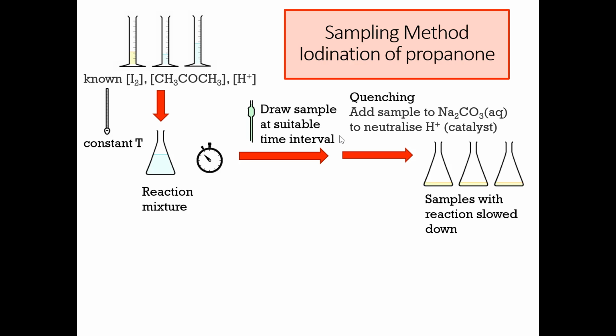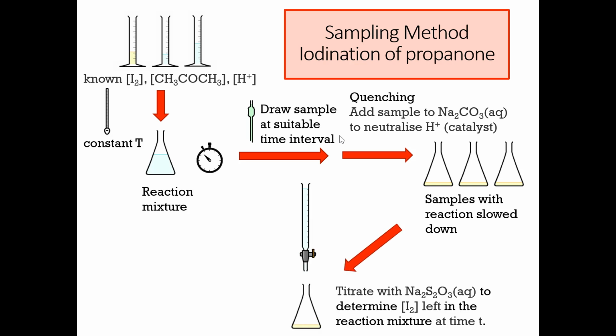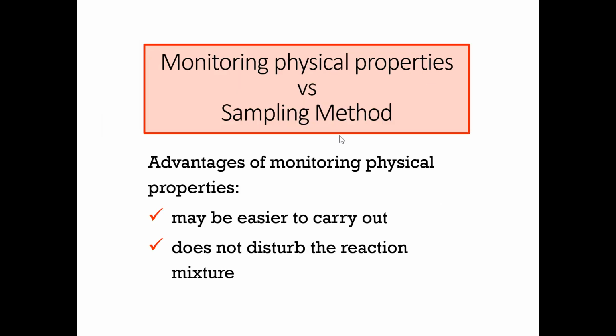And then all the samples taken at different time, of course, we need to carefully label them. If I'm not able to do the titration within the time interval gap, then we will have to perform the titration very carefully to find out the concentration of I2 left in the reaction mixture at time t.